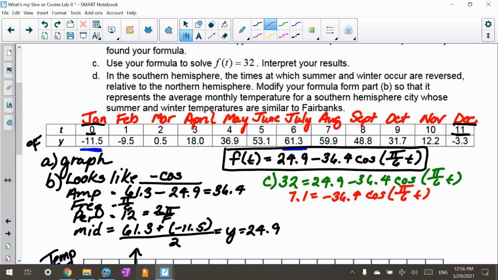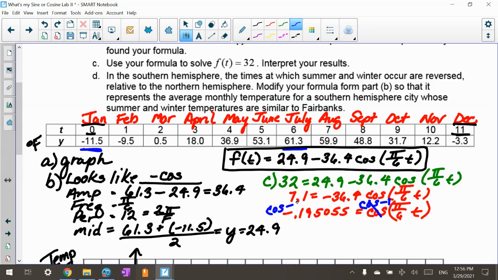Divide by negative 36.4. Now, this is where you have to be careful. Write down everything on your calculator because you do not want to round it too quickly. So when I divided 7.1 by negative 36.4, I got negative 0.195055 equals the cosine of pi over 6t. And then I look at it, no more normal math, so I'm going to do inverse cosine on both sides.